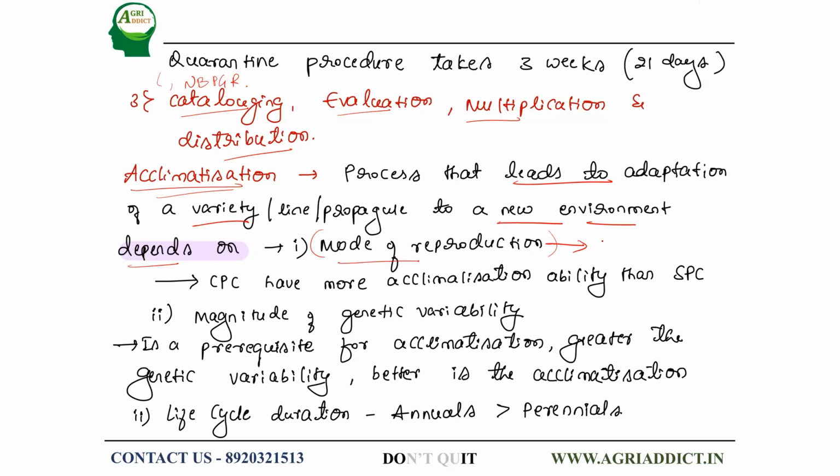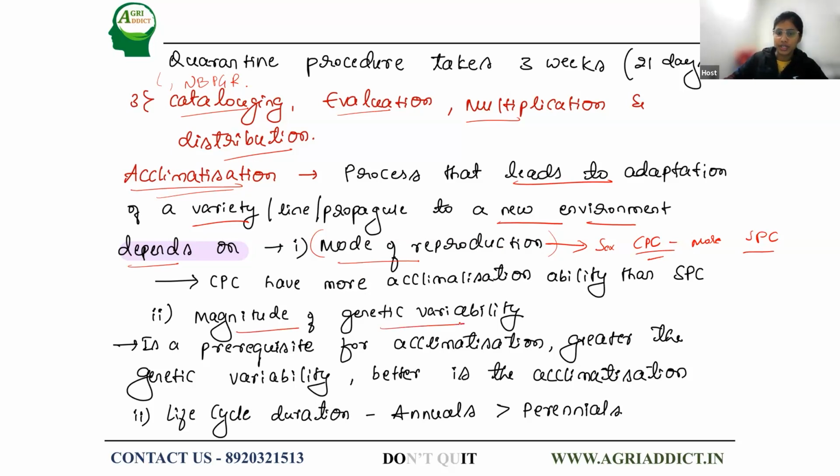Because, for example, in sexually reproducing crops, there will be more variation, broader genetic base, and more adaptation. Yeah, very good. So that too in sexually reproducing crops, cross-pollinated crops will have more variation than the self-pollinated crops. So they'll get better adapted to the newer environment than the self-pollinated crops. And also it depends upon the magnitude of the genetic variability. Genetic variability is a prerequisite for acclimatization. So the greater the variability, the better the acclimatization.